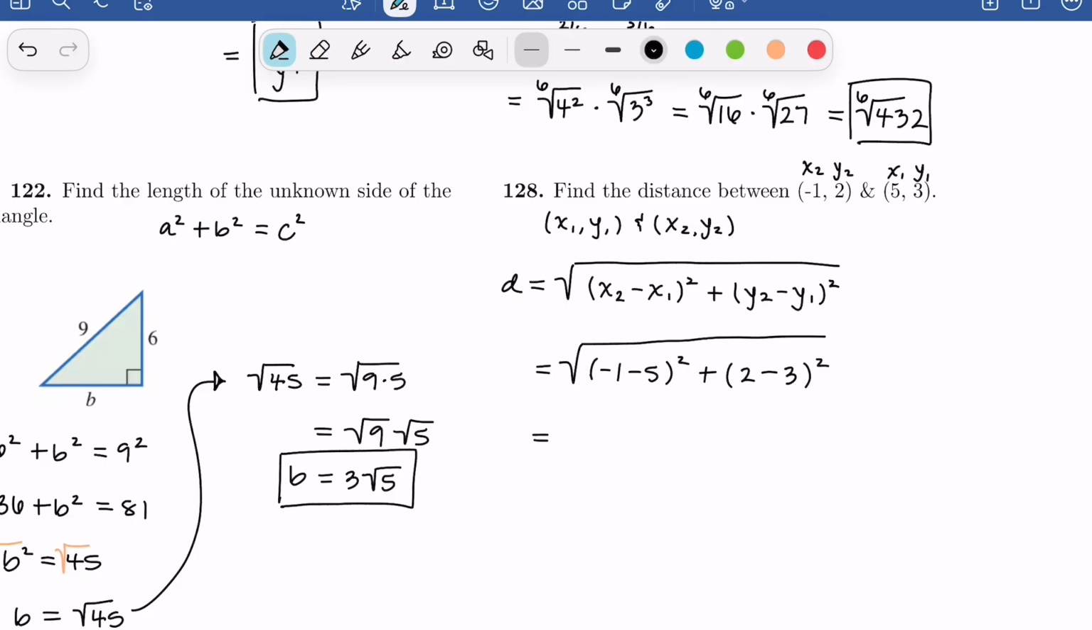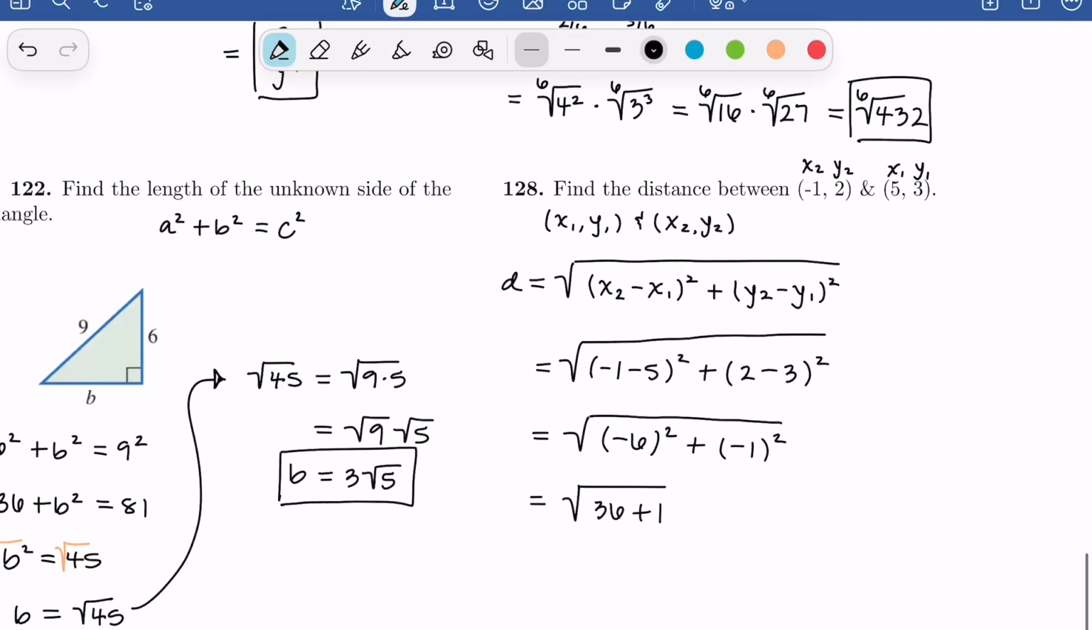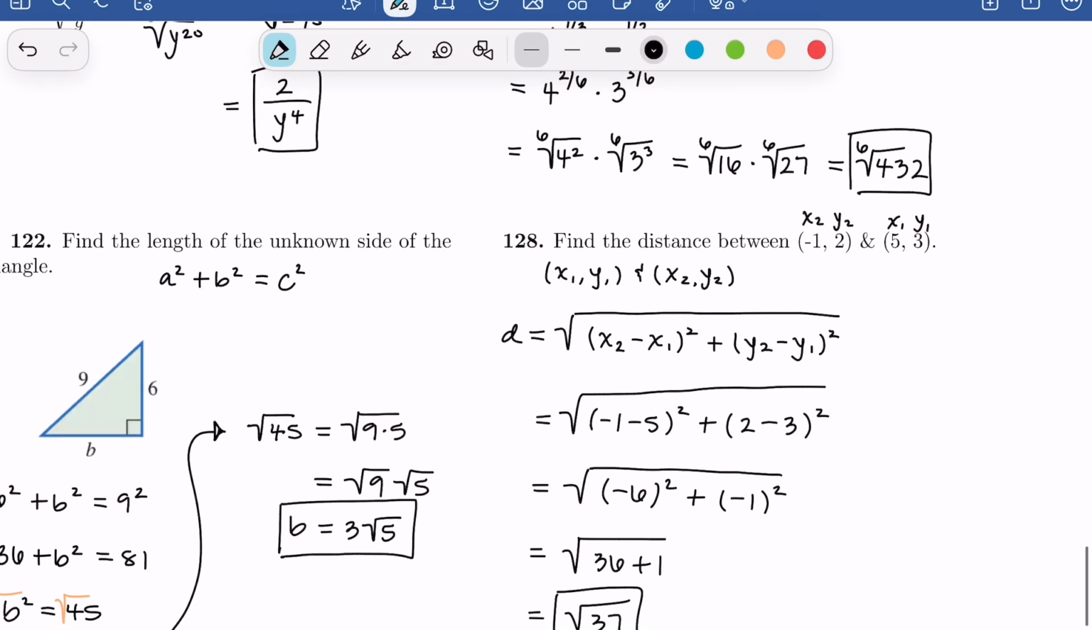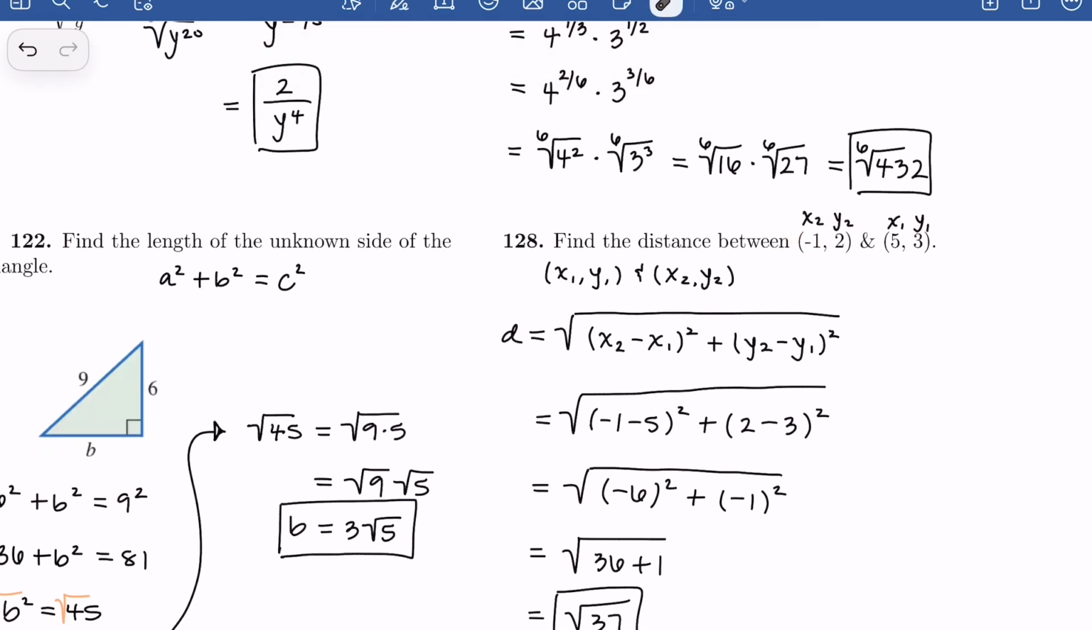All right, so let's go ahead and keep simplifying this. We're going to end up with -6 squared for our first term, plus -1 squared for our second. So this is going to give us 36 plus 1 here. This is going to be the square root of 37. And we can't simplify this any further, so this is our final answer. This is going to be the distance between our two given points in our problem.